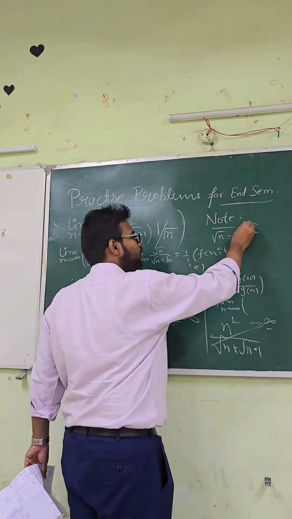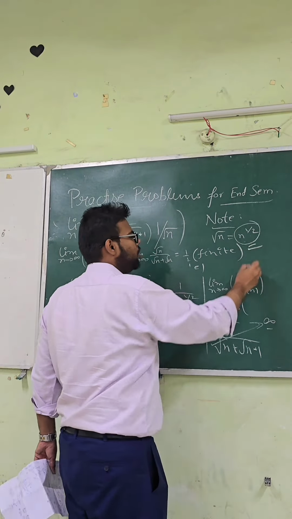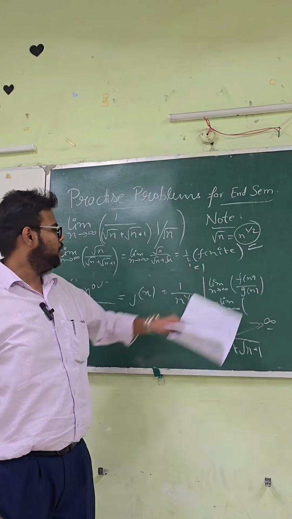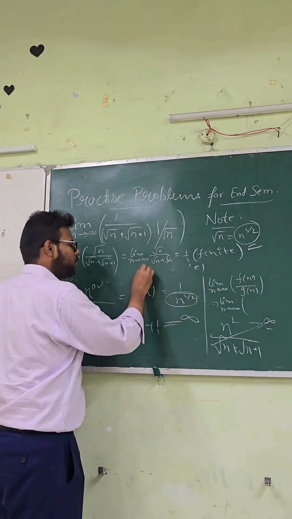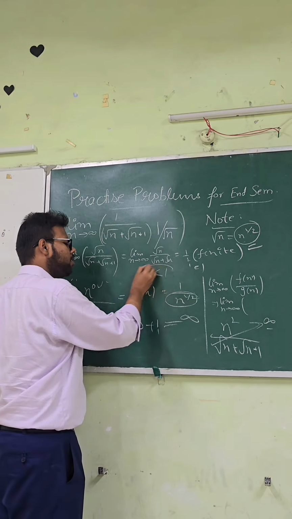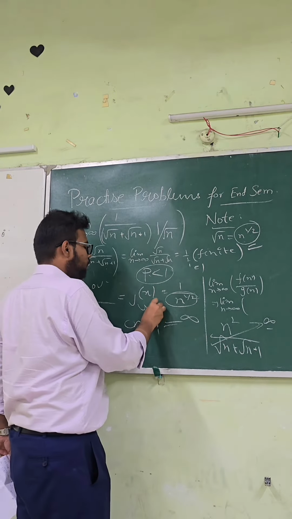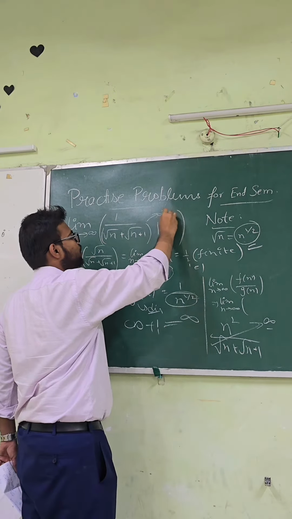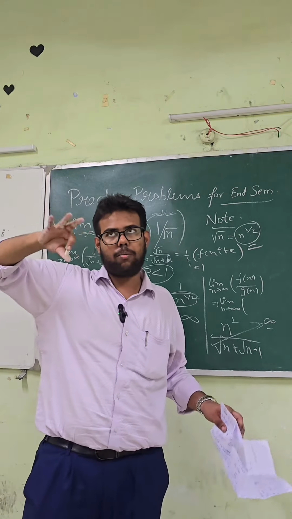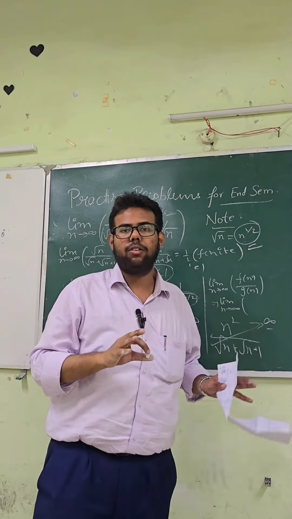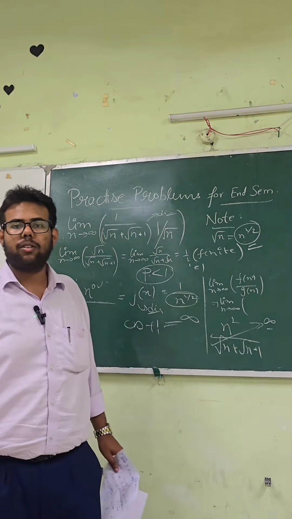But notice that g of x was 1 upon n. So in this case, p was less than 1. Since p was less than 1, g of x is diverging, so this also diverges. Okay, the question which was written, 1 upon n to that thing, that will also diverge. Okay, so now let's move on to the next question.